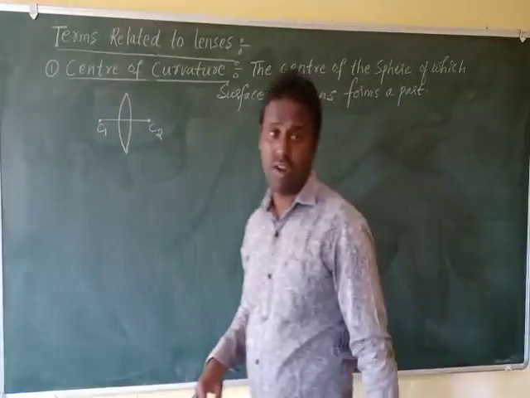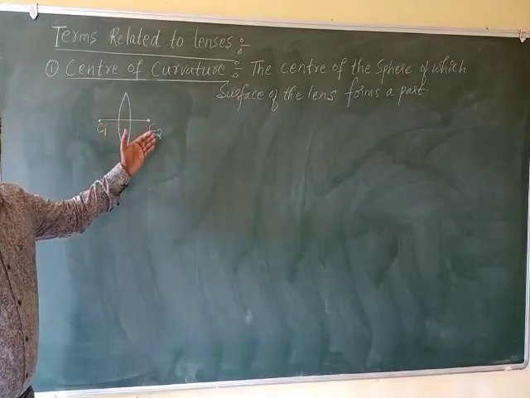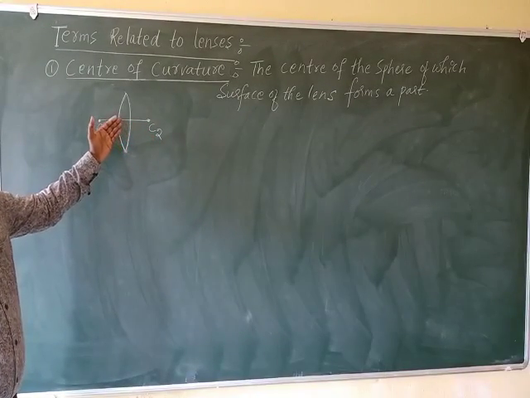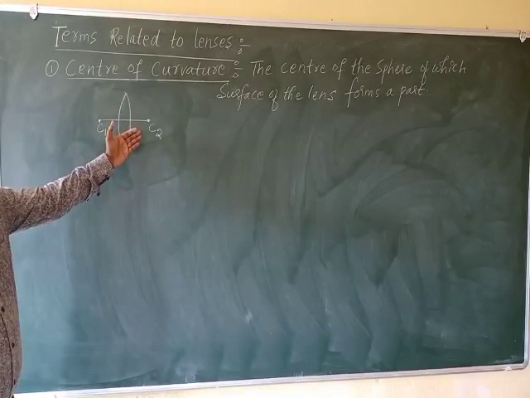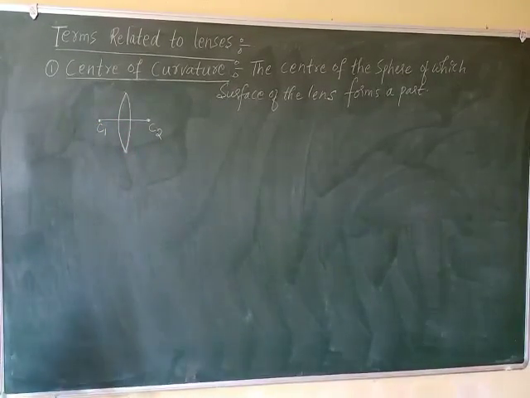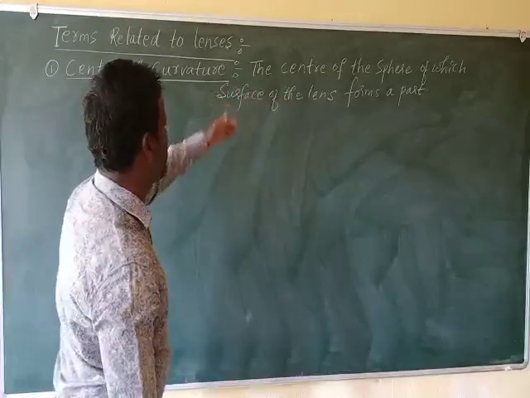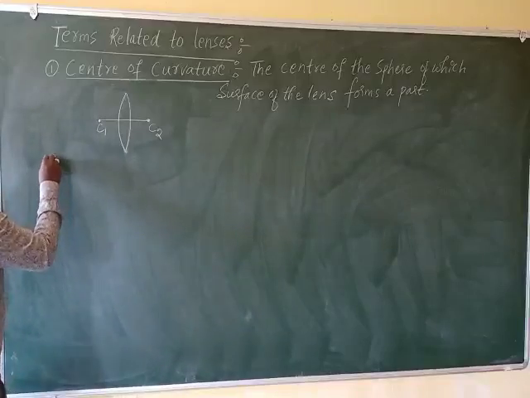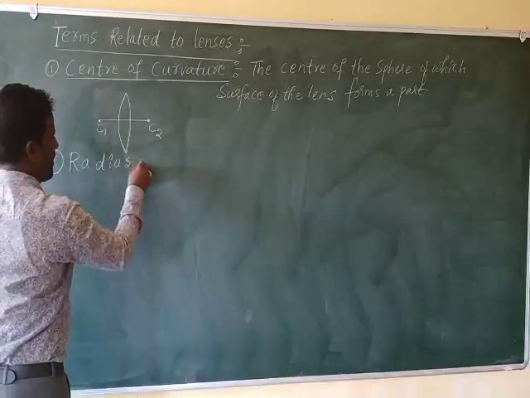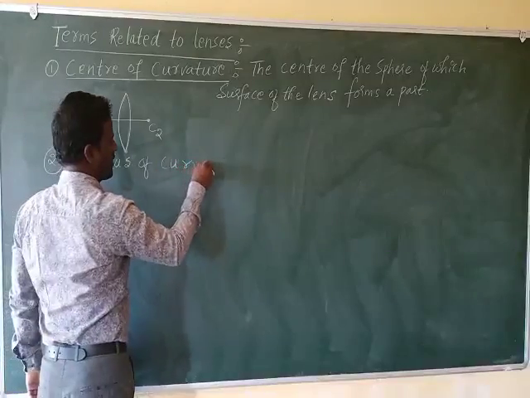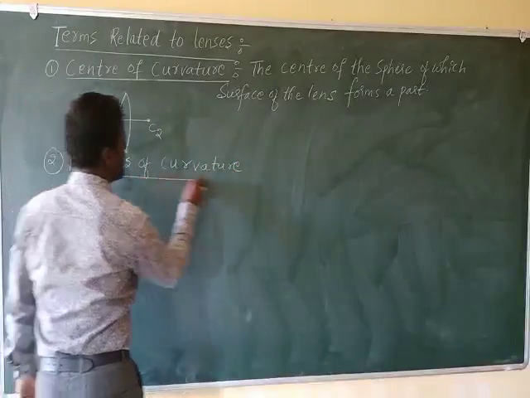The centers of curvature are C1 and C2. So as there are two surfaces for a lens, we define two centers of curvature. So what is center of curvature? The center of the sphere of which the surface of the lens forms a part. Second one, radius of curvature. Same definition.